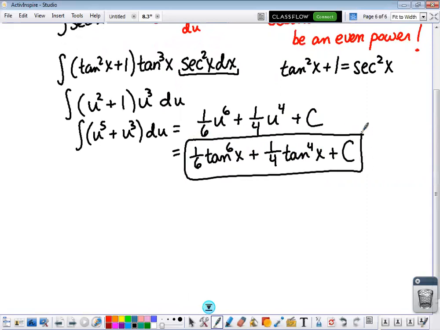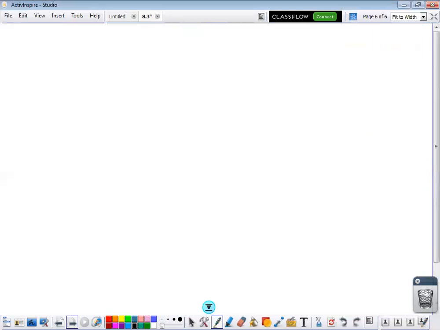All right, so that was a little different because it involved the secant and the tangent. Okay. All right, and I'm also going to do one where we have even powers on sine and cosine, so you can see what to do in that situation. So this is the integral of sine squared x times cosine squared x dx.